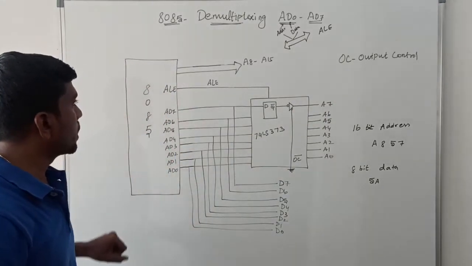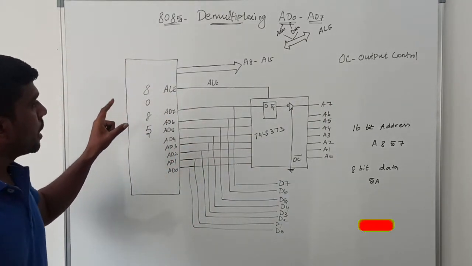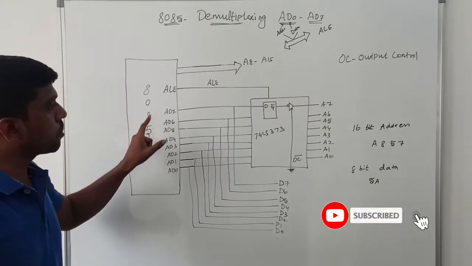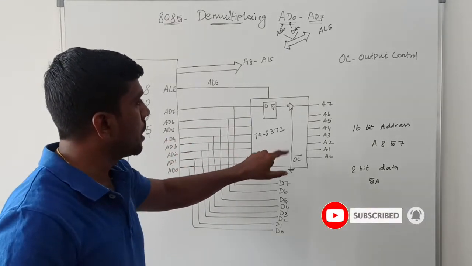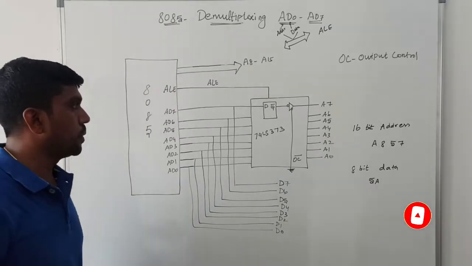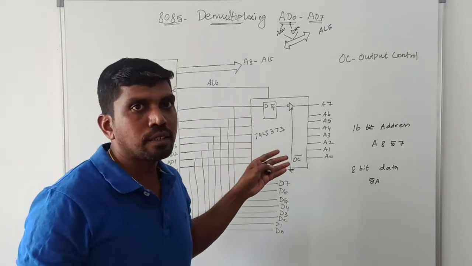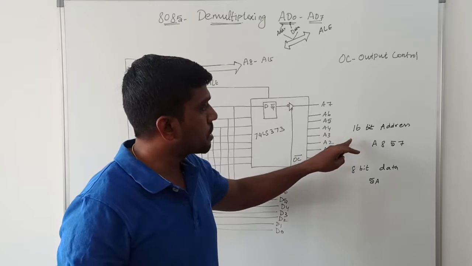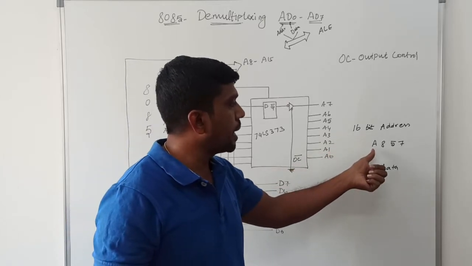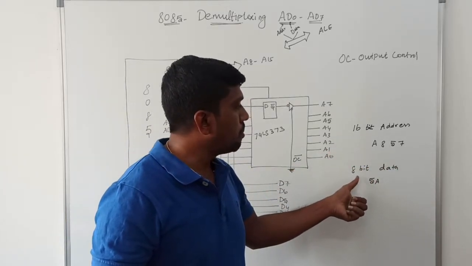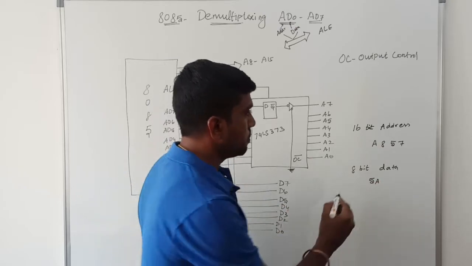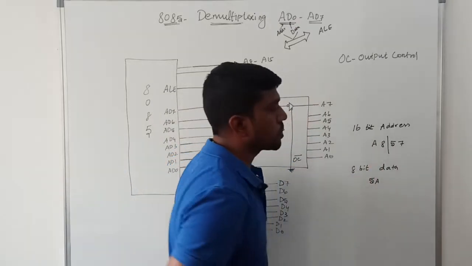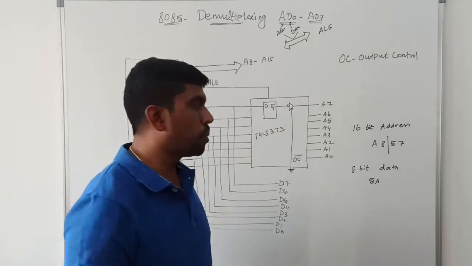So it's a simple circuit. This simple circuit consists of the 8085 microprocessor and the 74LS373 latch unit. Before I explain the circuit, let us consider the 16-bit address AA57 and 8-bit data value 5A. So this 16-bit address location is separated into two parts.